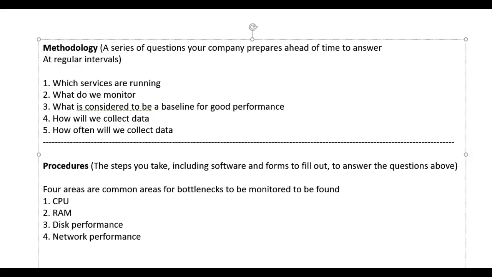Then there are the procedures. These are the steps that you're going to take, including the software, the forms to fill out, and so on, that you're going to use to answer those questions. And there are 4 common areas of these bottlenecks that you're going to monitor: CPU, RAM, disk performance, and network performance. Now, in some cases, you may want to add graphics performance depending on what you have in your organization.